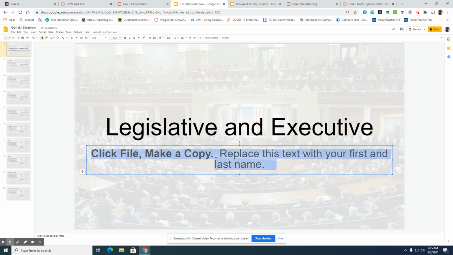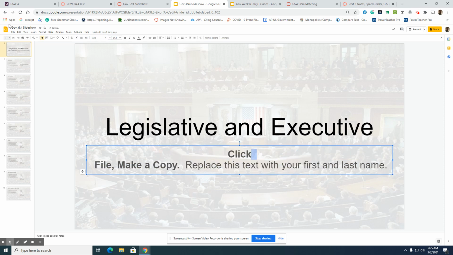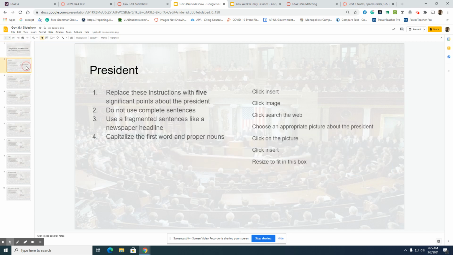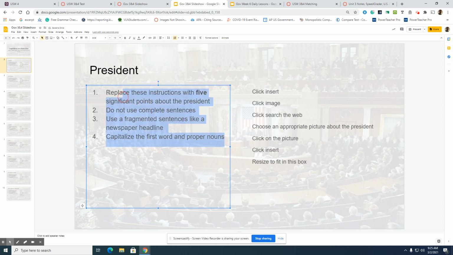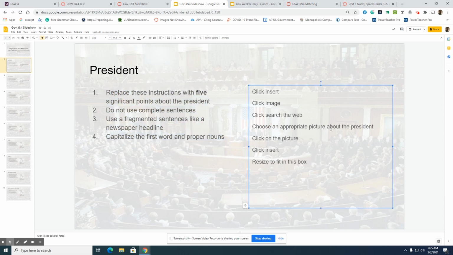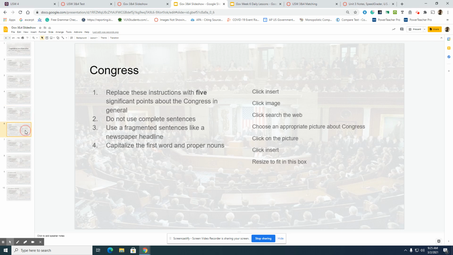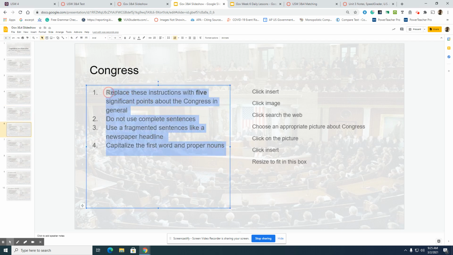You would replace your name, so make sure you delete all of this here and replace your name with it. All this should be deleted. And you would delete all of this and replace it with your 5 points about the presidency, and then a picture. Same thing with the vice president, the cabinet, the bureaucracy, Congress as a whole. So this will only be stuff about Congress as a whole. So Congress can pass laws, for instance.